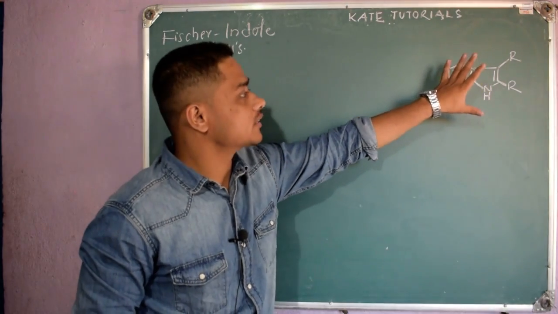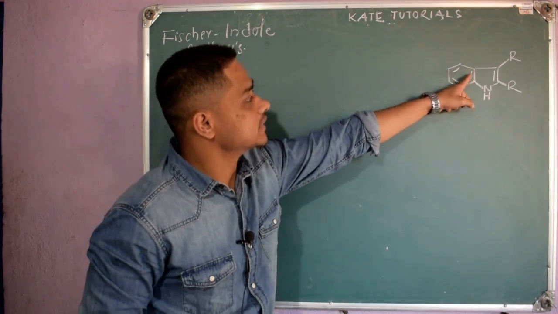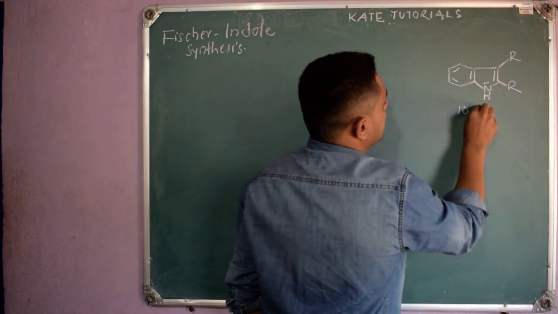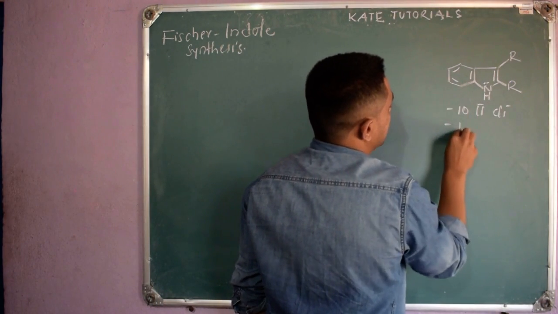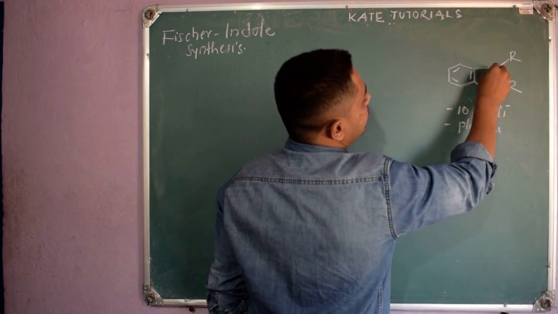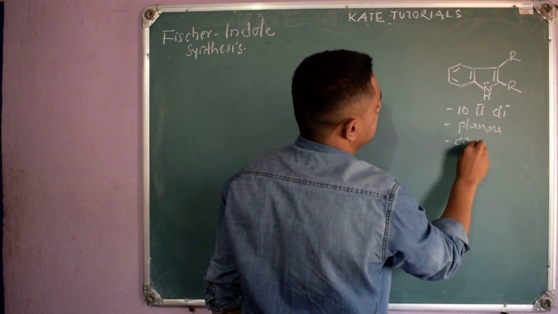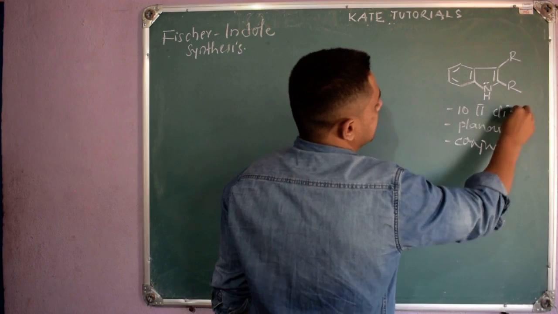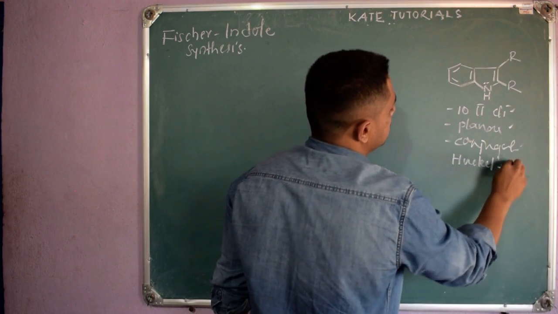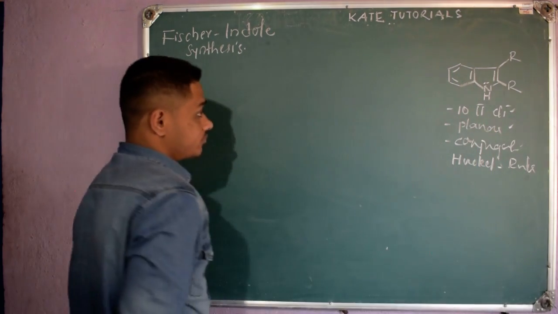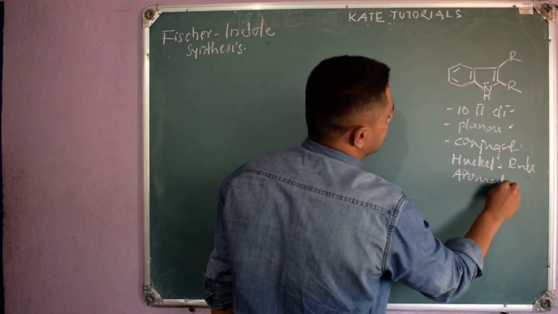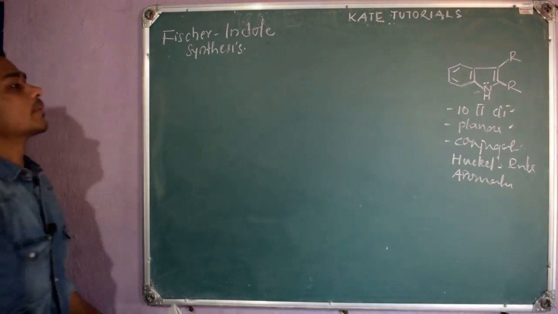Why is it aromatic? Because it follows Huckel's rule, right? See here, 2, 4, 6, 8 and 10. There are 10 pi electrons, and it is planar, and all these are in conjugation: double bond, single bond, lone pair, single bond, double bond, single bond, like this all are in conjugation. So all these three conditions are satisfied, so it is satisfying Huckel's rule, right? Since it has 10 pi electrons, it is aromatic, and here the heteroatom is nitrogen, right? So this is nothing but our indole, right?